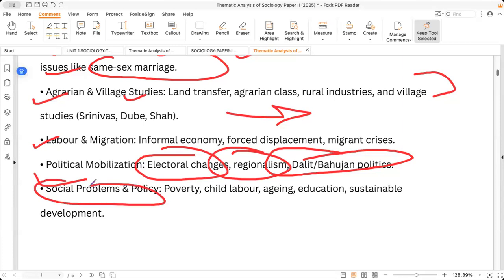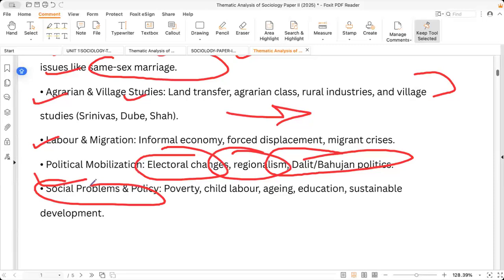See, child labor is a pressing problem. Poverty and hunger is a pressing problem. Slumification is a pressing social problem. The dowry deaths, acid attack, honor killing. These are social problems. Child trafficking is a social problem. Drug trafficking is a social problem. Juvenile delinquency is a social problem. Or the increasing rate of suicide is a social problem.